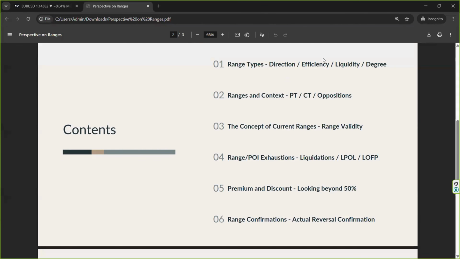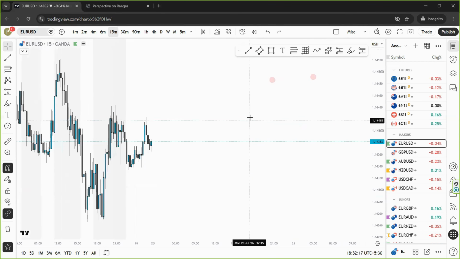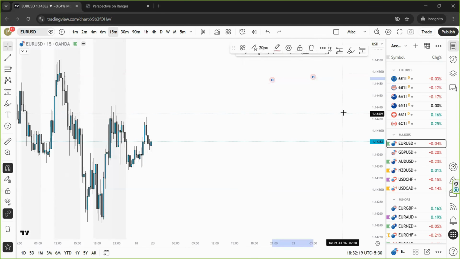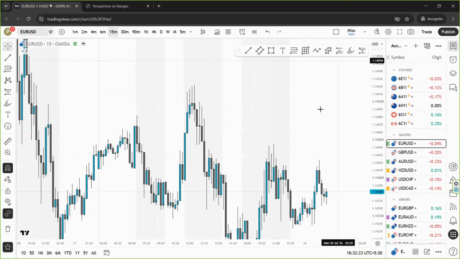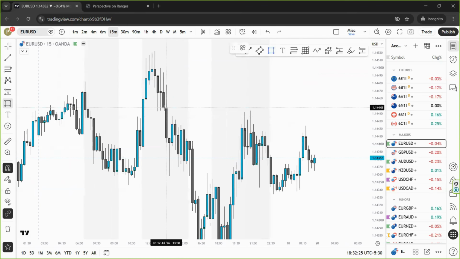Then we go to efficiency. And here we'll go much deeper into efficiency when we talk about order flow. That is the fourth video in the series. But for now, what we're going to consider is there's two forms which you could consider. The first is people sometimes use fair value gaps as inefficiencies.